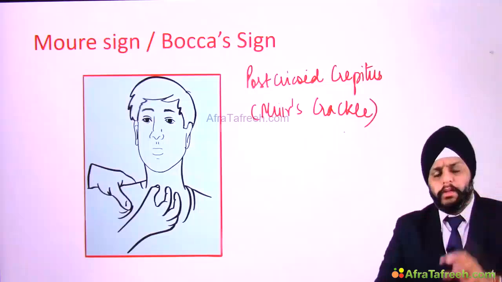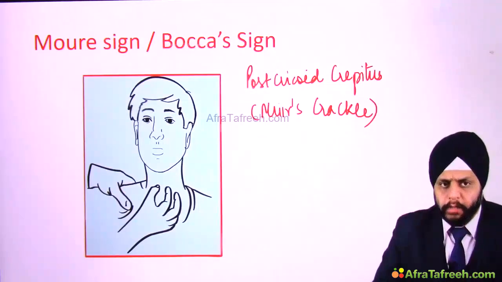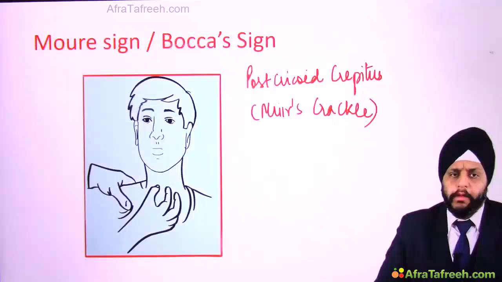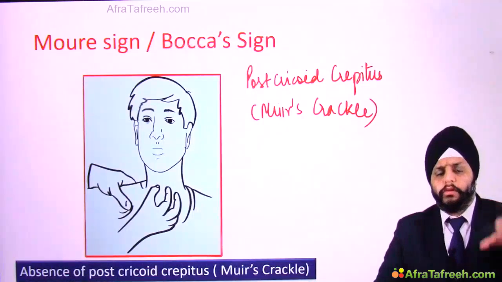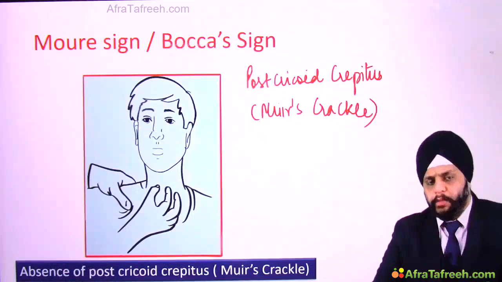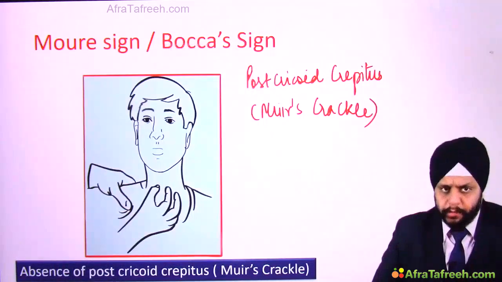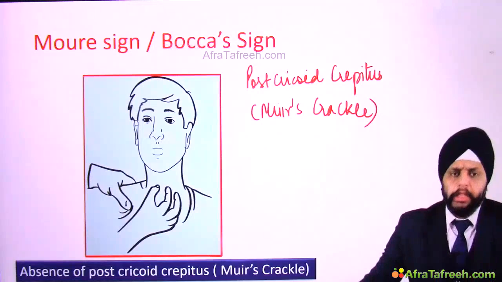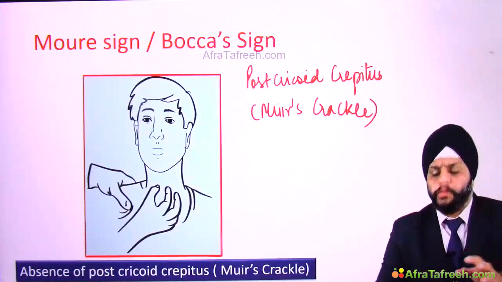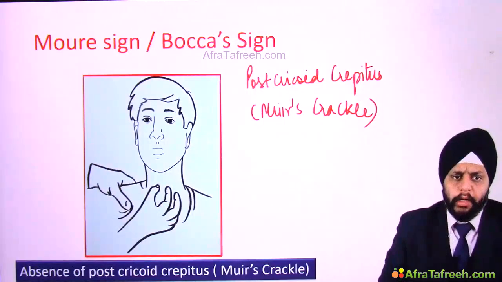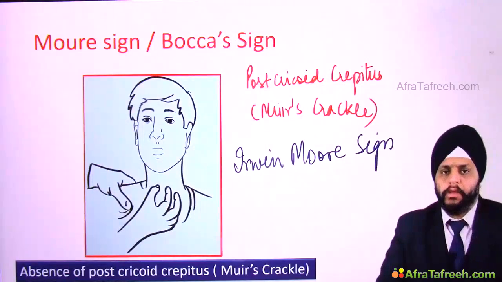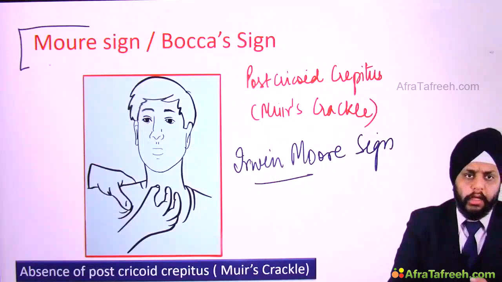Now, that is normally present. The post-cricoid crepitus or Muir's crackle is normally present. What happens if there is a post-cricoid malignancy? If there is a post-cricoid malignancy, this post-cricoid crepitus will be absent. So Muir's crackle will be absent. That is known as Moore sign or Boca sign. Now, in the oropharynx, we discussed Irwin-Moore sign. Remember? Okay, now we have discussed the Moore sign.